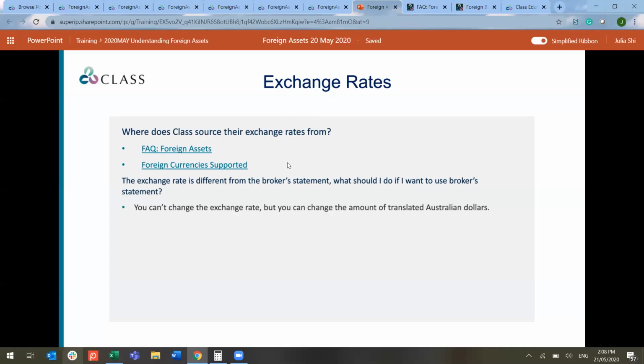There is another commonly asked question. The exchange rate sometimes is actually different from your broker statements. And if you want to use the exchange rates on your broker statements, what can I do? Well, the bad news is you can't really change the exchange rates, because when it was built into the system, it's not really designed to be editable. But you can actually change the actual amounts for that cash transaction to reflect what's on the broker statement. I will show you how to do this.